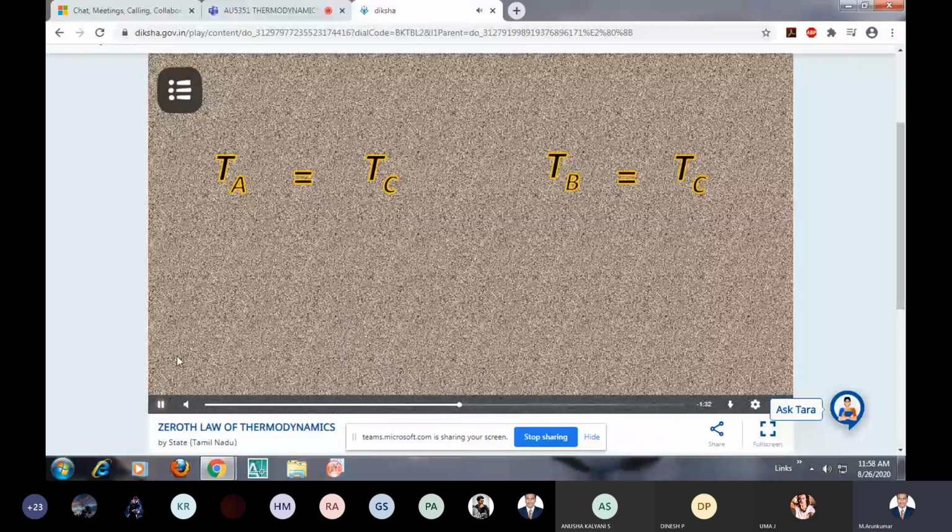So A is in contact with C. There is a contact between system A and system C, and there is a contact between system B and system C, but there is no contact between systems A and B. Because of thermal equilibrium, we can also have thermal equilibrium between systems A and B.